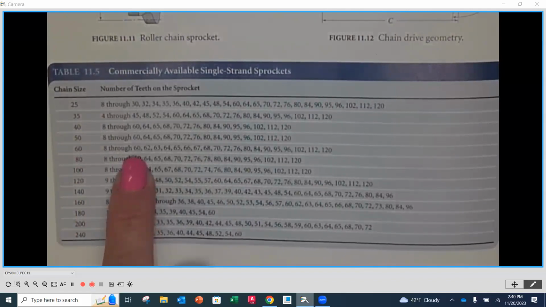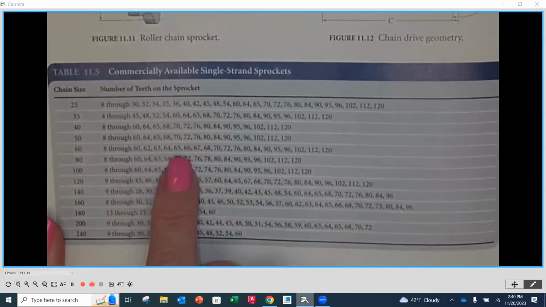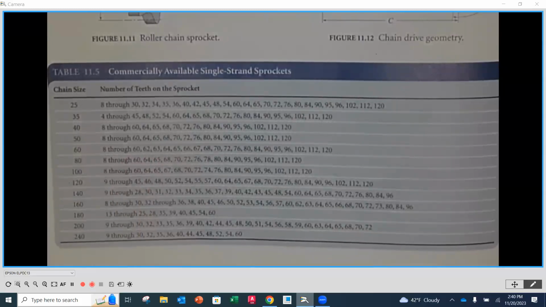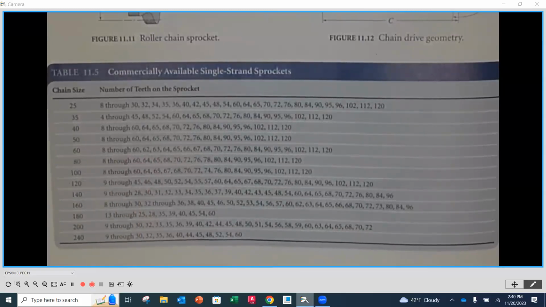So you can pick any one of those numbers and that's how many teeth are going to be on the outside of your sprocket. But after 60, notice that they no longer do every single one of the teeth. So you have to know, by your manufacturer, the number of teeth that's available.